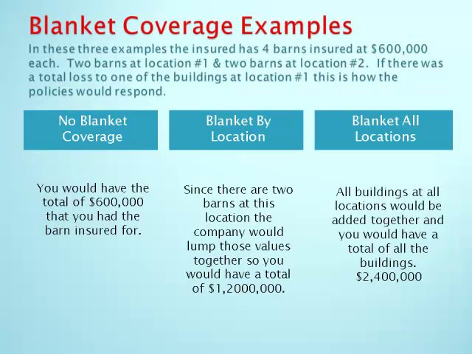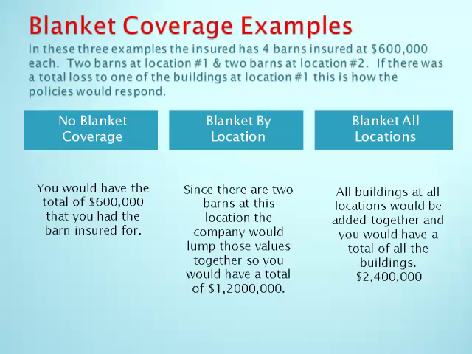In these three examples, the insured has 4 barns insured at $600,000 apiece, 2 barns at location 1 and 2 barns at location 2. If there was a total loss to one of the buildings at location 1, this is how the policies would respond.